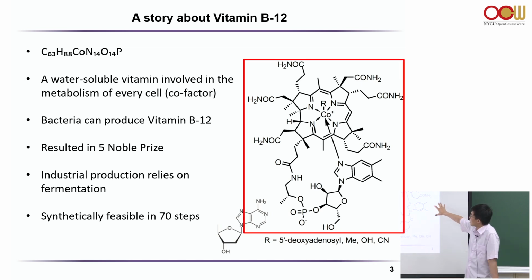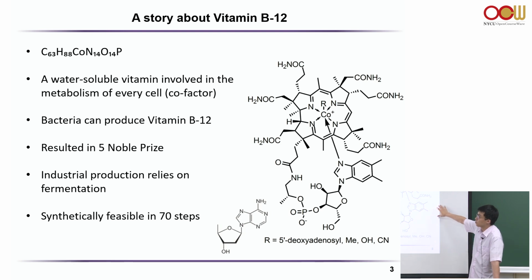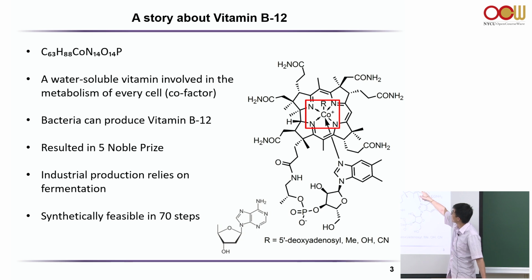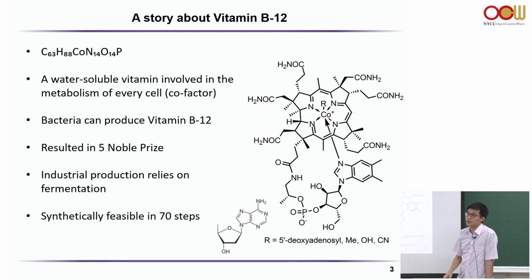By looking at the structure, if you already learned organic chemistry, you should be able to recognize that these amide groups are extremely polar. Remember the definition of being polar? That means the electron clouds are polarized and capable of forming hydrogen bonding with water. So when there are a lot of water molecules surrounding this compound, it becomes water soluble. And it's a coordination compound with these amines donating electrons to this cobalt center. This is the essential cofactor that's involved in the metabolism of a lot of pathways.